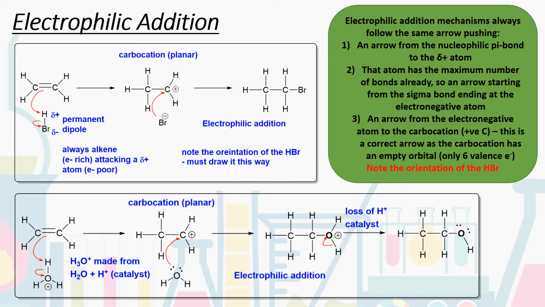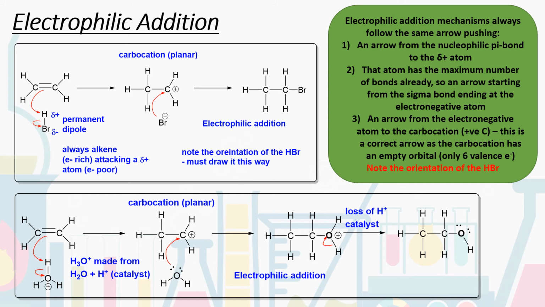This can be made from water and an acid catalyst. If you have a dilute solution of an acid, this is what exists, H3O+, not H+. But the arrows are exactly the same. Remember, we talked about having this H3O+ molecule: we can't attack the oxygen directly, the positive oxygen, because it's not electron deficient.